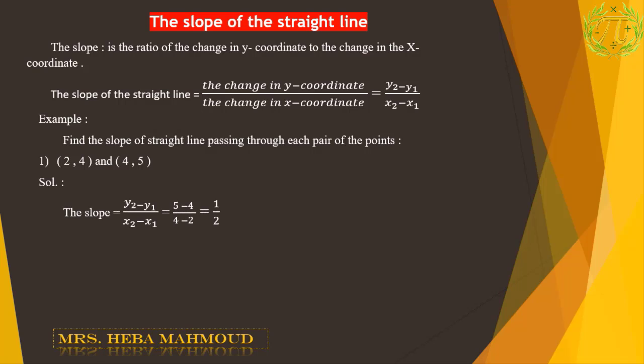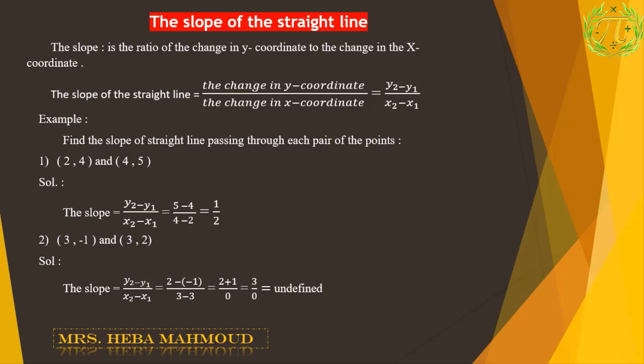Solution. Since we know that the slope equals y2 minus y1 over x2 minus x1, so y2 in the second ordered pair, which is 5, minus y1 in the first ordered pair, which is 4, 5 minus 4, over 4 minus 2, equals half. So the slope will be half. Example 2, (3, -1). This point consists of x and y for the first point, and the (3, 2) will be x and y for the second point.